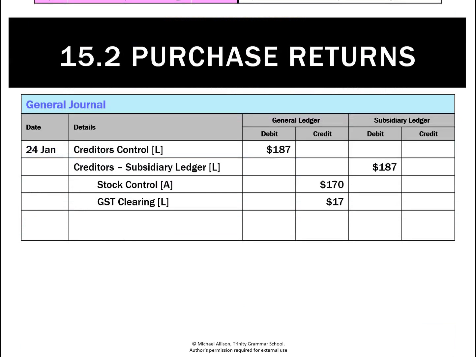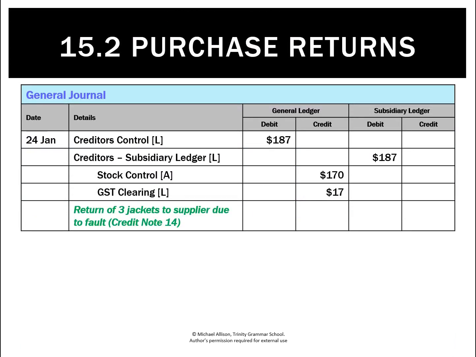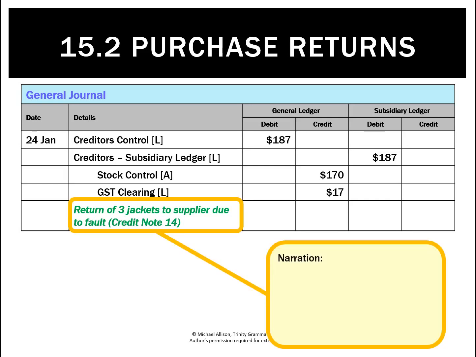Now the question might ask for a narration, so let's have a look at a very thorough narration. So we've got return of 3 jackets to the supplier due to a fault, credit note 14. Let's have a look at what makes a good narration. What we want to do is have 2 out of the following 3 things. We want to have the type of stock being returned, e.g. a jacket or say a television. We want to have the number of units that have been returned, 1, 3 or 10, however many it is.